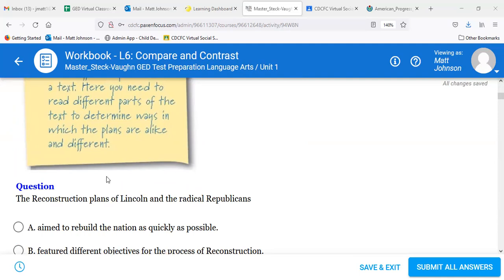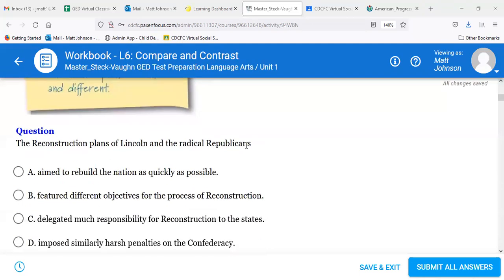So let's see what our question is here. The Reconstruction plans of Lincoln and the Radical Republicans, A, aim to rebuild the nation as quickly as possible. B, feature different objectives for the process of Reconstruction. C, delegated much responsibility for Reconstruction to the states. Or D, impose similarly harsh penalties on the Confederacy.